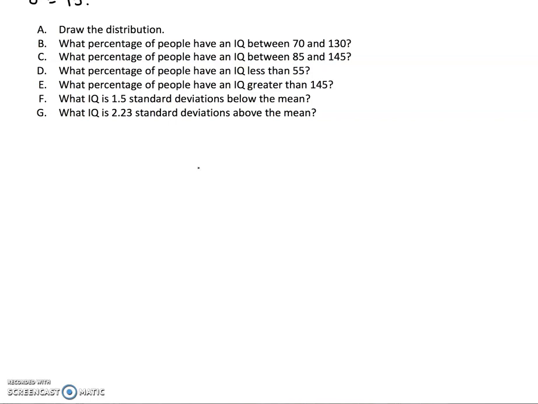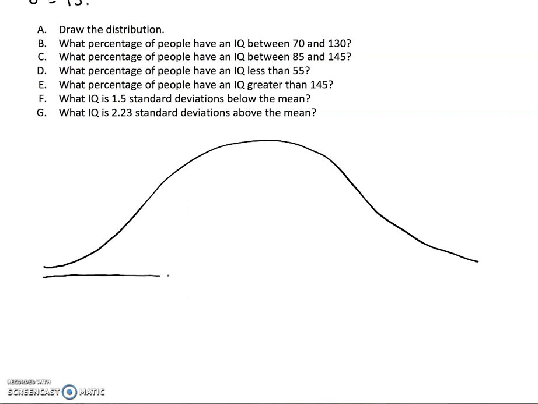So first we want to draw the distribution, meaning draw our normal curve. So here's our normal curve. And remember, right at the middle, we put the mean. And in this case, the mean is 100. Now, each one of these tick marks I'm making represents another standard deviation. And each standard deviation is 15.